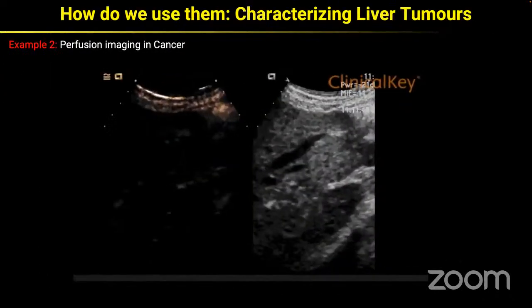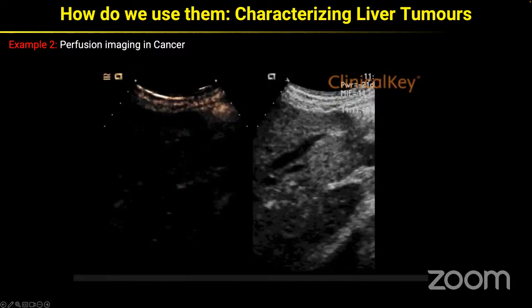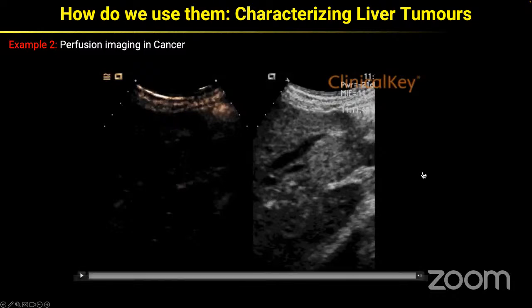Here's another example, and I really like using this when I'm teaching ultrasound to the radiology residents, because it has this nice B-mode image here. And I ask them to take a look at it and tell me what they see. And they're just like, well, it looks like liver, right? But it's actually two large hemangiomas in here. And they're hard to pick out.